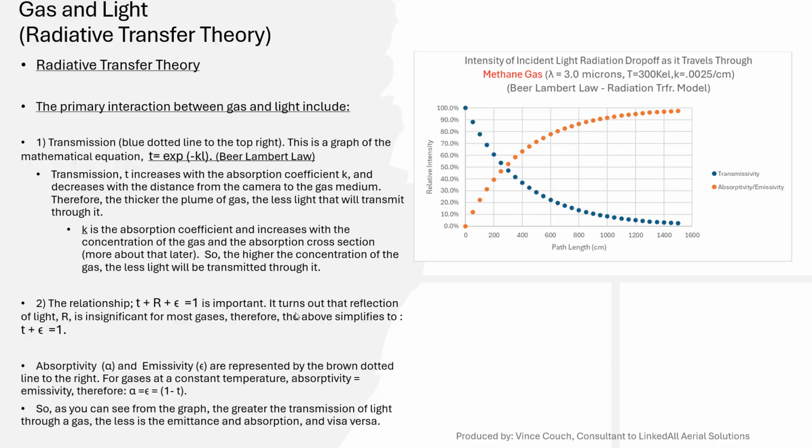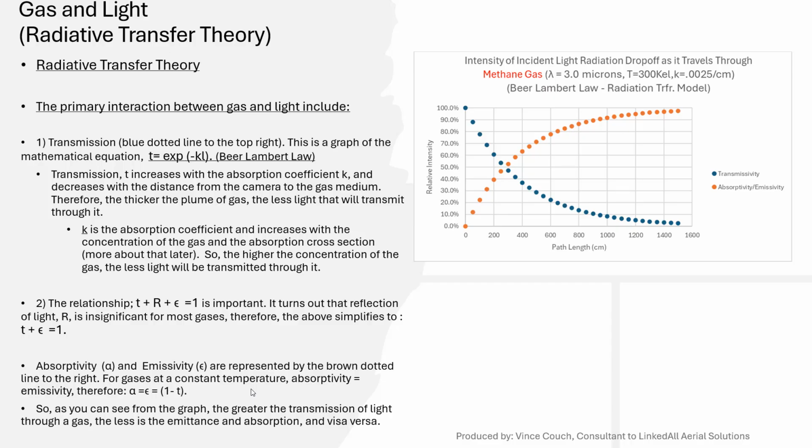Okay, another important relationship is this. Transmission of light through a medium plus reflection plus emissivity is equal to 1. This is a law of physics. Now, it turns out that reflection of light, R here, is insignificant for most gases. So for gases, this simplifies to this: transmission plus emissivity is equal to 1. Absorptivity, the Greek symbol alpha here, and emissivity are represented by the brown dotted line here.